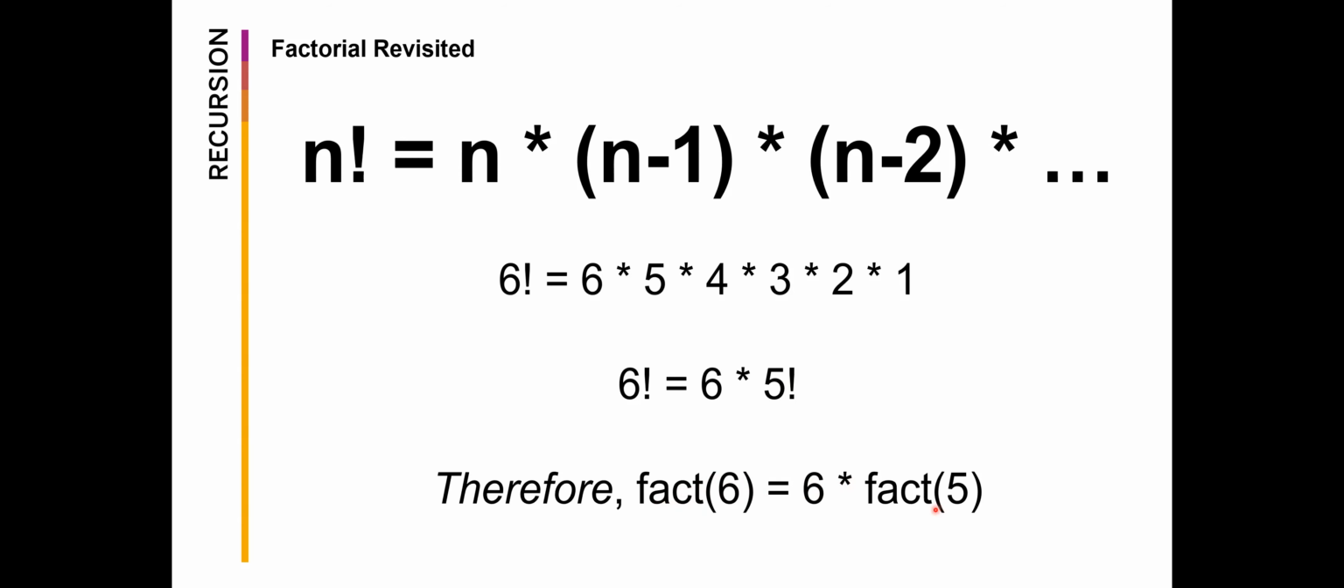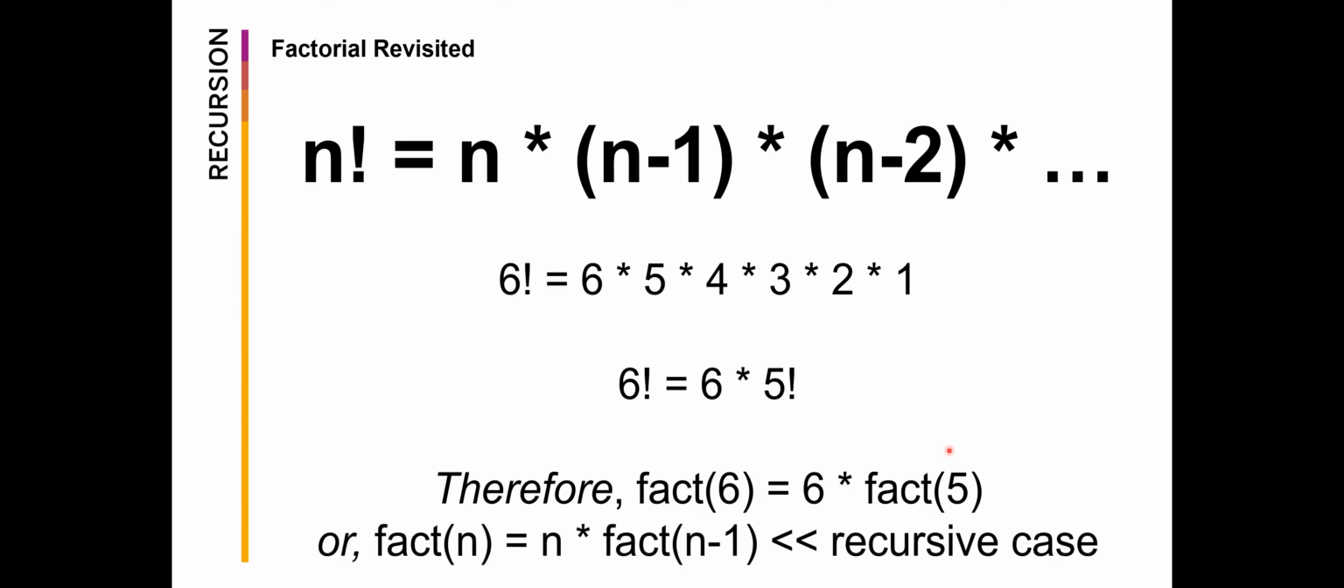Now, in this case, we have a recursive case. If we generalize this fact 6 using n, we have fact n equals n times fact n minus 1, which will be our recursive case. We are calling the same function with just a different parameter within the original function call. So this is our recursive case now.